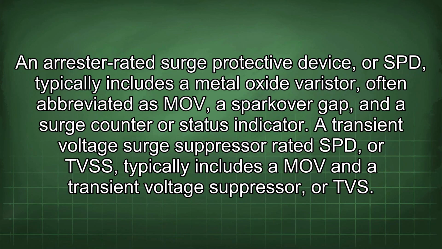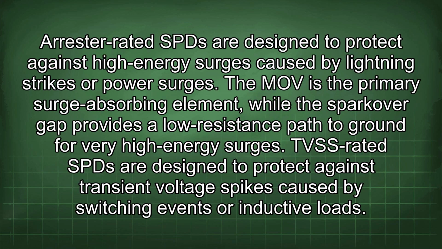An arrestor-rated surge protective device, or SPD, typically includes a metal oxide varistor, often abbreviated as MOV, a spark-over gap, and a surge counter or status indicator. A transient voltage surge suppressor-rated SPD, or TVSS, typically includes an MOV and a transient voltage suppressor, or TVS. Arrestor-rated SPDs are designed to protect against high-energy surges caused by lightning strikes or power surges.